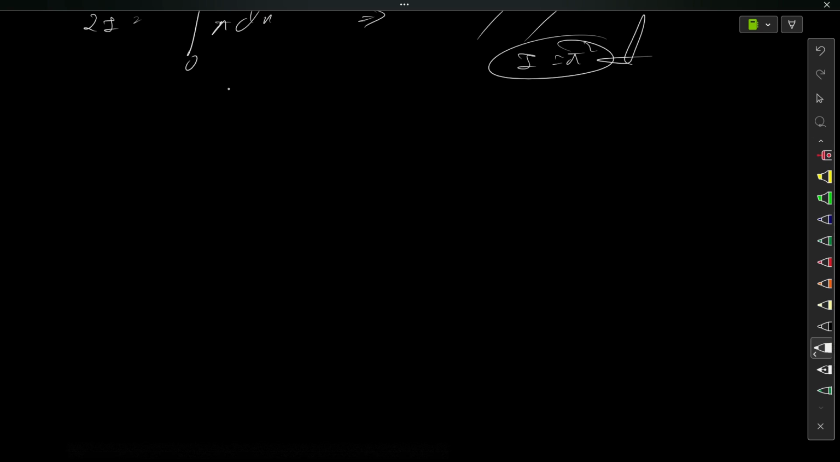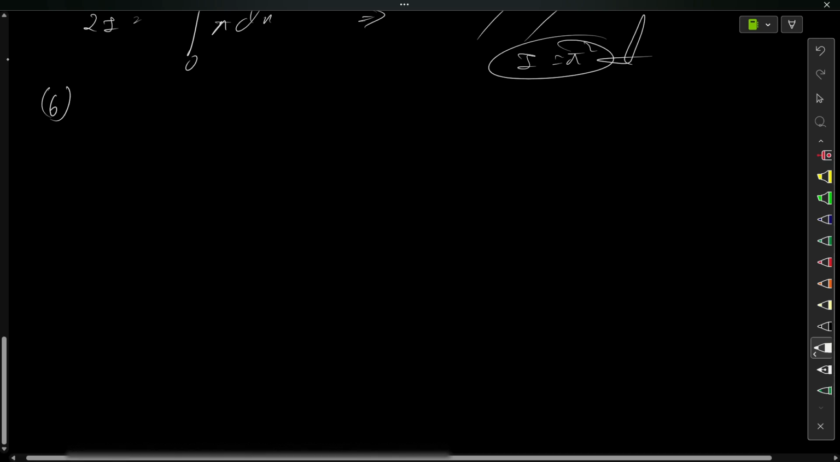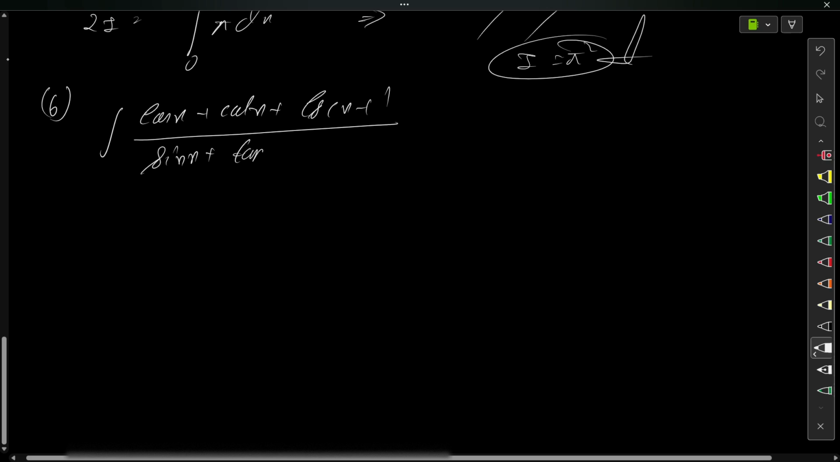Next question. Question number 6. Alright, so it's asking for the integral of cos x plus cot x plus cosecant x plus 1 divided by sin x plus tan x plus secant x plus 1 dx.